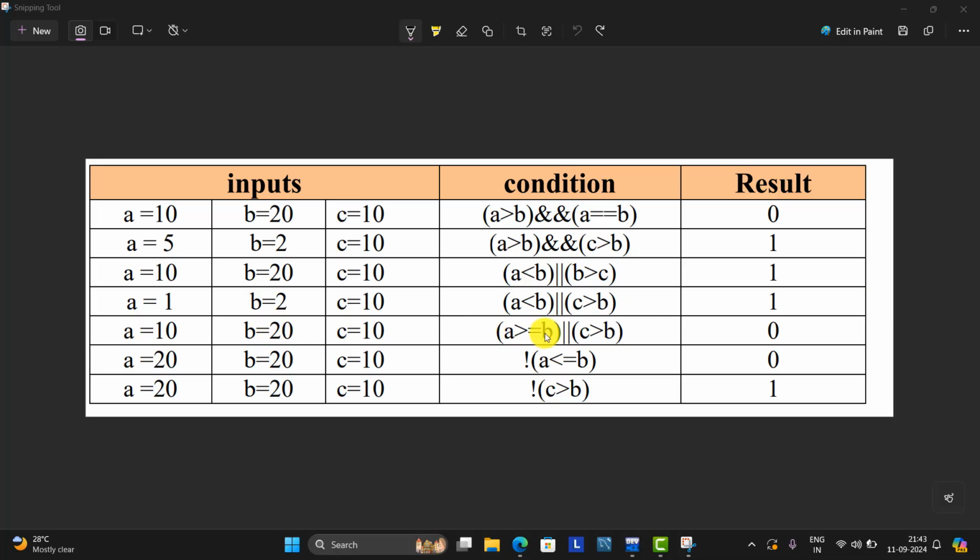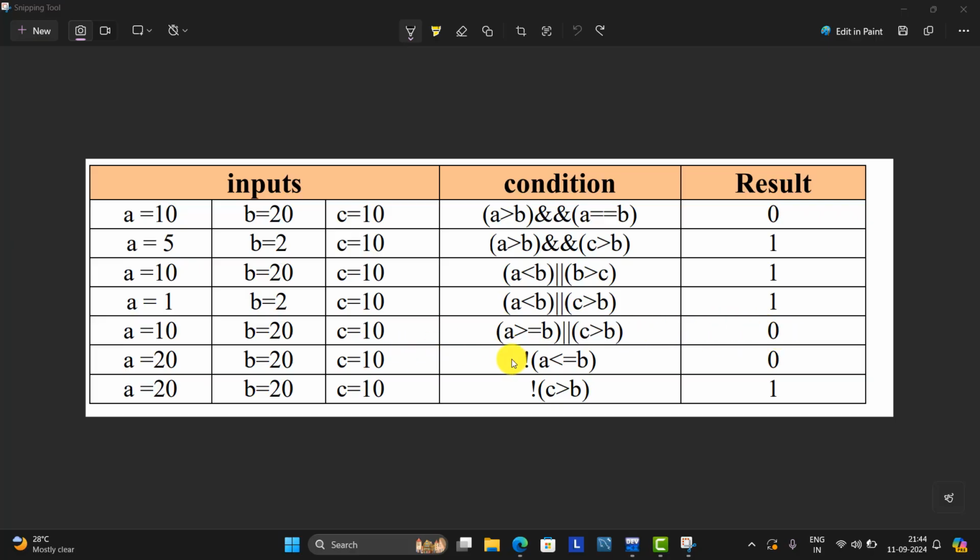Now A is equal to 10, B is equal to 20, C is equal to 10. A greater than or equal to B means 10 greater than or equal to 20. The condition is not satisfied, so we move to C greater than B. 10 greater than 20 is also false. So 0 logical OR 0, the answer is 0. Logical OR will return 0 only if both operands are 0. So in this case the result is 0.